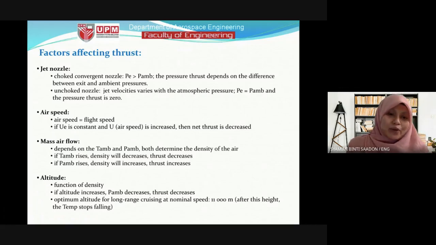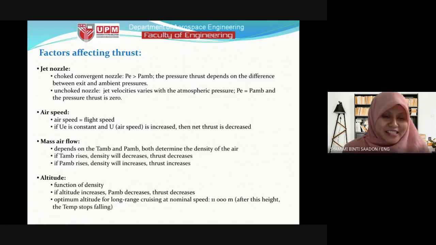The second one is the unchoked nozzle, which is a more simplified, ideal case. For an unchoked nozzle, or unlimited air nozzle, the jet velocity varies with the atmospheric pressure, meaning we have exit pressure equal to ambient pressure. So the pressure thrust is negligible. We assume it as zero.